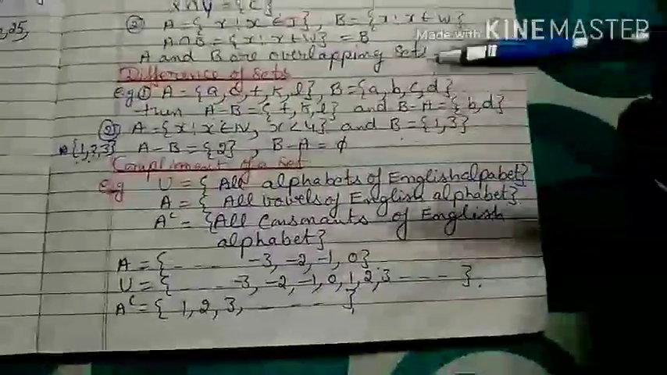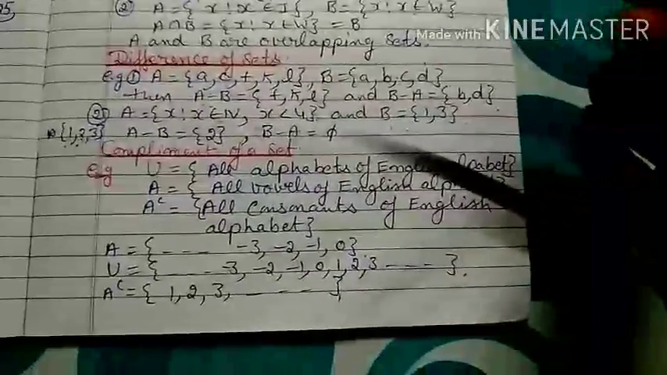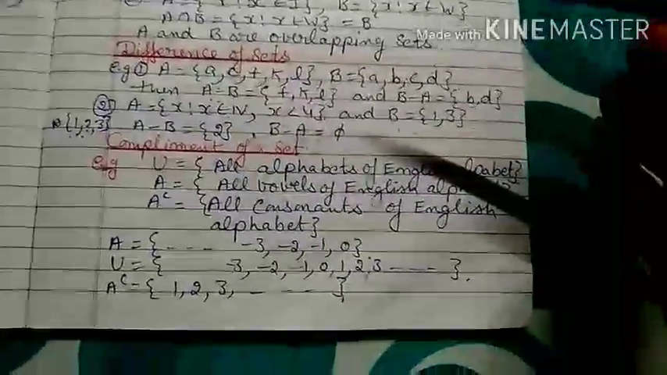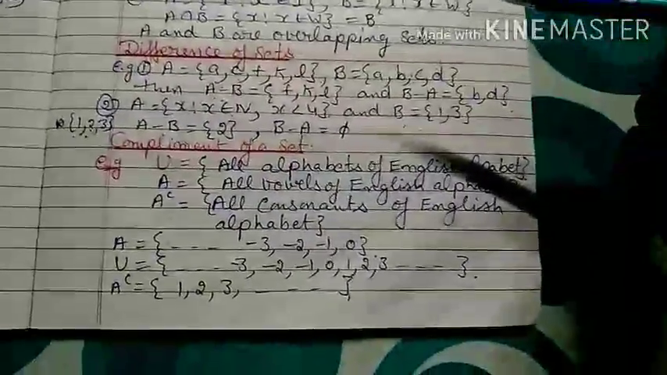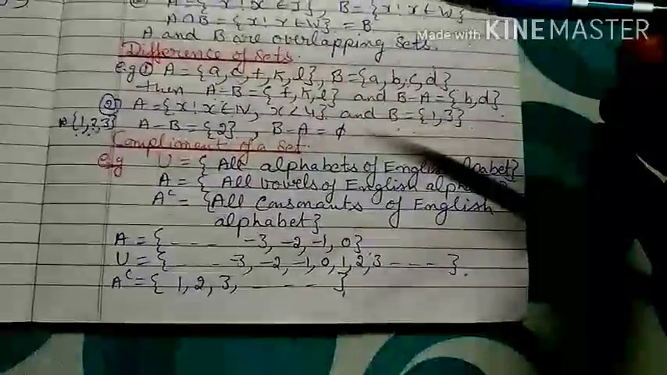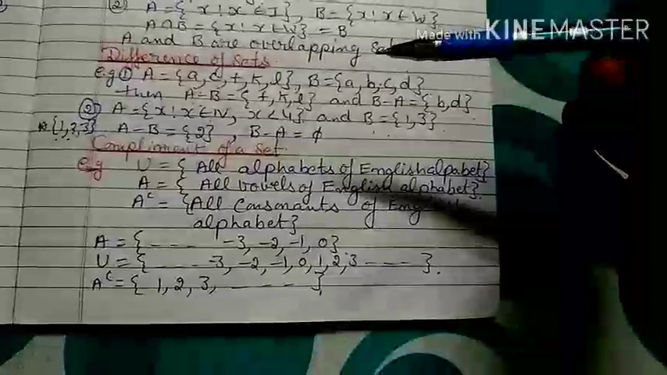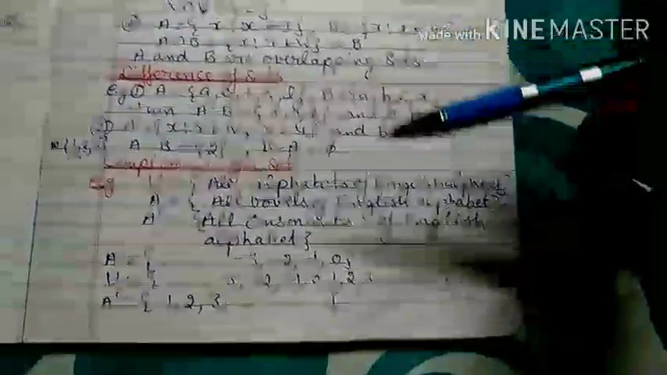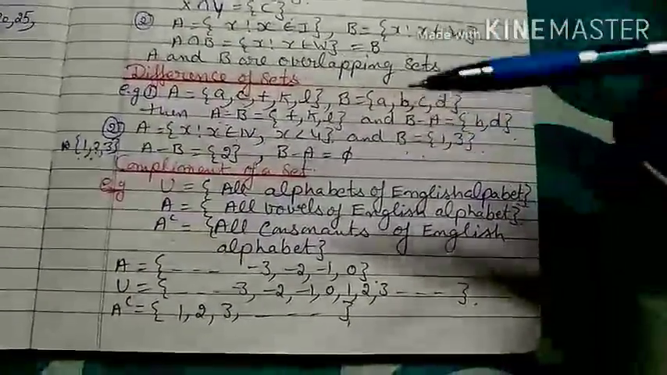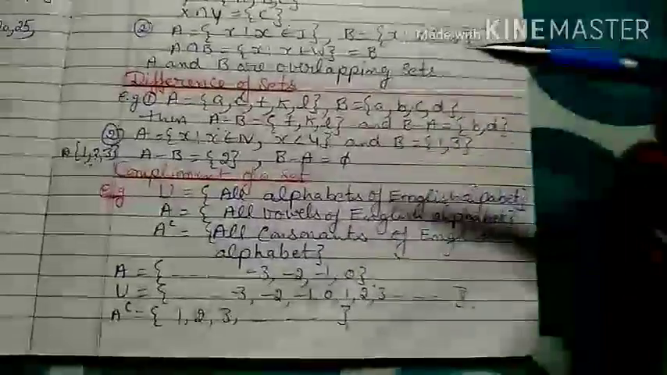Next is complement of sets. Complement of a set is defined with respect to whatever set we are using as our sample set, that is the universal set. If U is the universal set and A is any set, then the set of all elements of U which do not belong to A is called the complement of A.